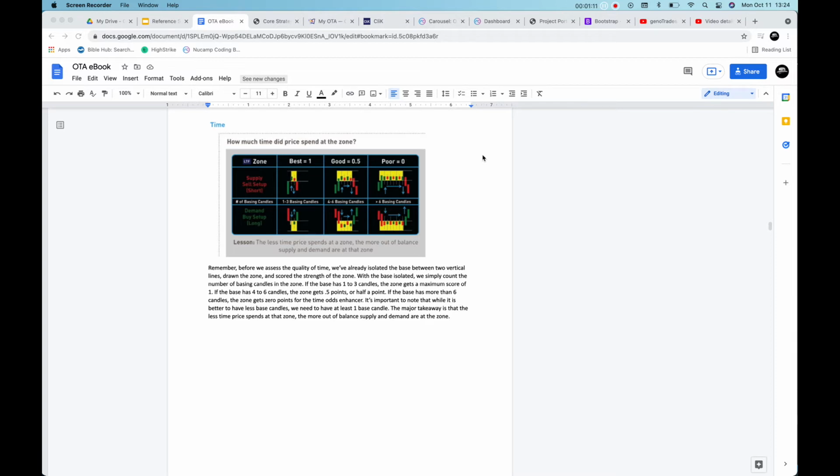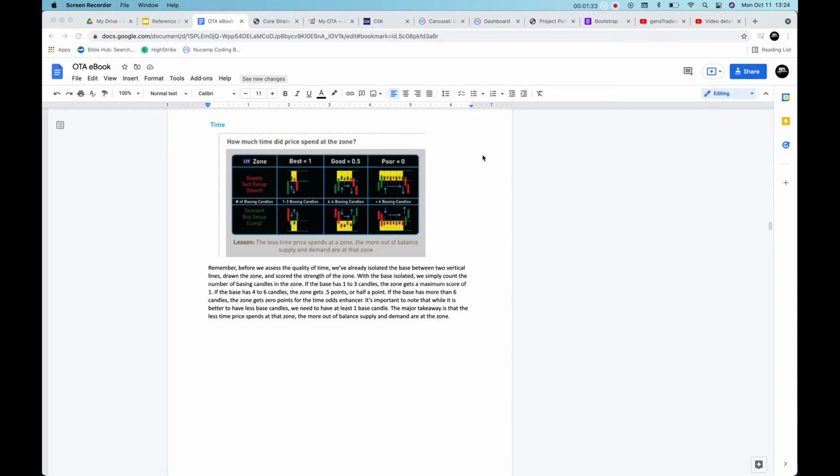If the base has 1 to 3 candles, the zone gets a maximum score of 1 point. If the base has 4 to 6 candles, the zone gets 0.5 points or half a point. If the base has more than 6 candles, the zone doesn't get any points for the time odds enhancer.